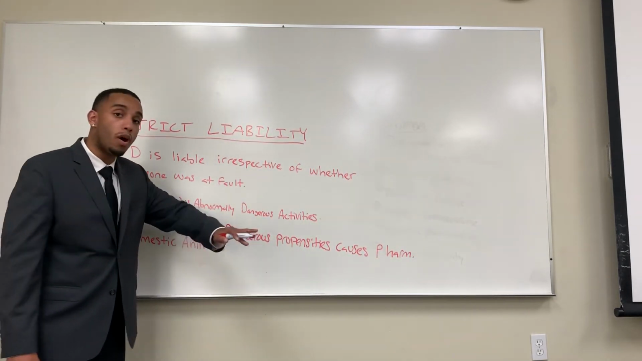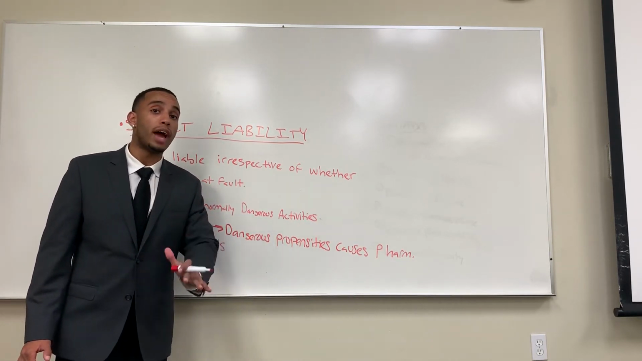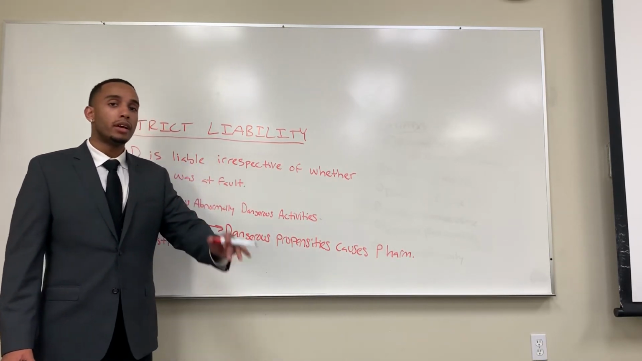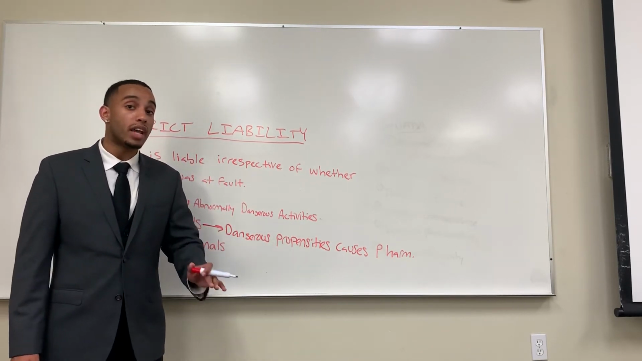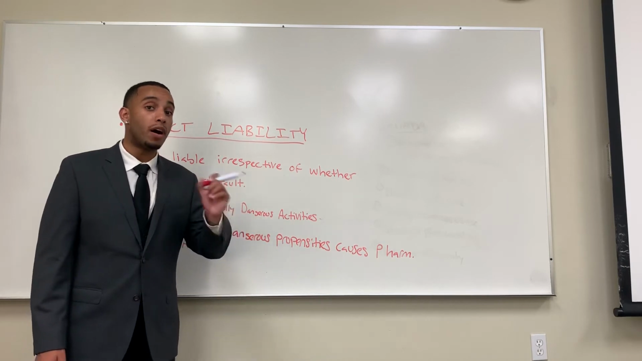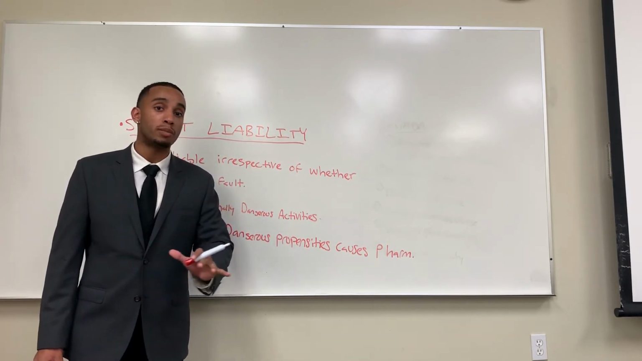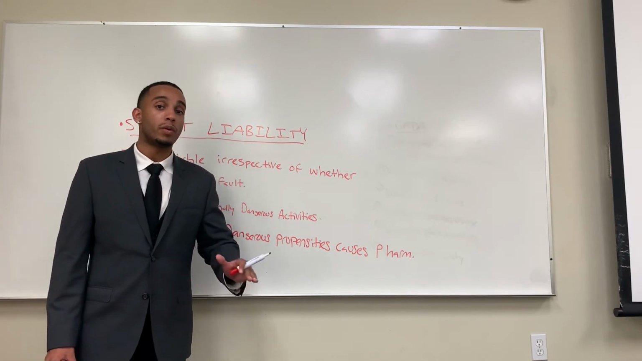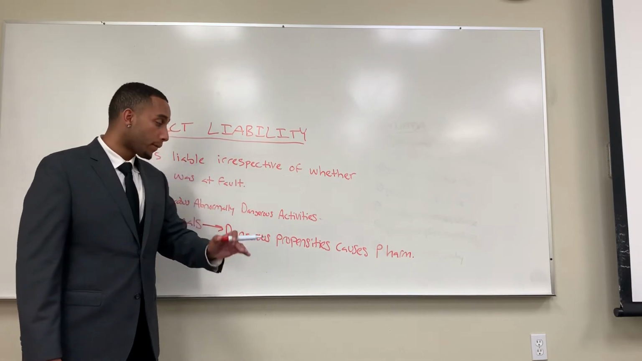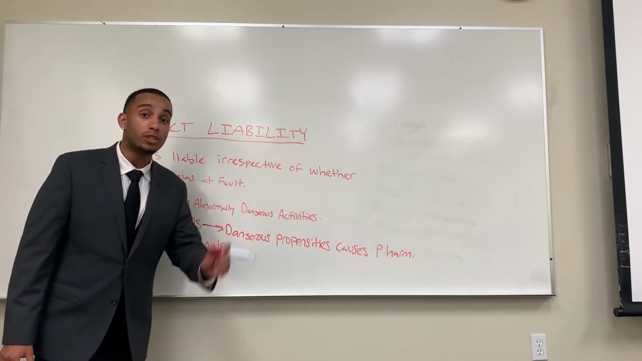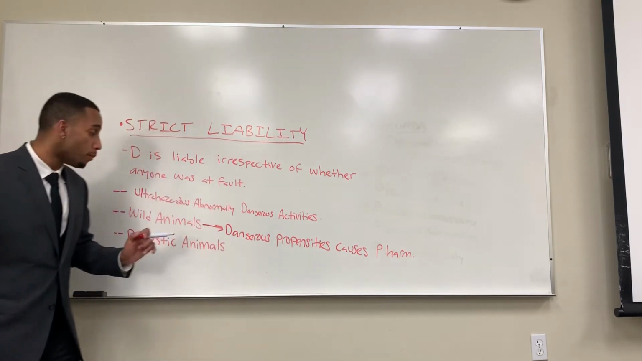So what's important about wild animals, and what's important about strict liability in order for the defendant to be liable for that tort, is that the ultrahazard or dangerous activity or the wild animal or domestic animal must have caused it. So causation must be there. The actual cause and the legal cause must be satisfied in order for the defendant to be liable for strict liability.